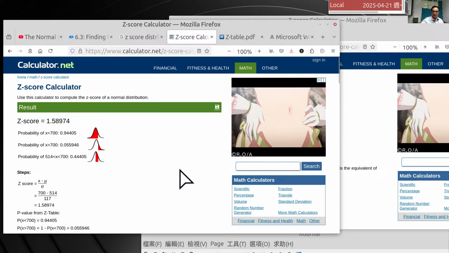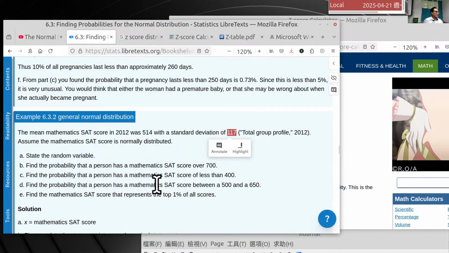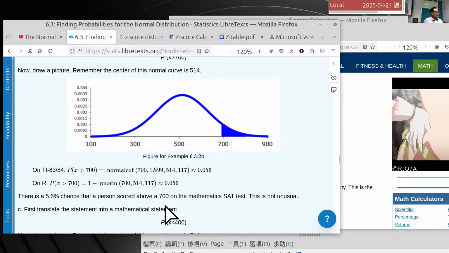Okay, when we type the 700, there are several types. The first one, this score is this one. X smaller than 700, the probability is 0.944. Okay, the probability over 700, that is 0.055946. The answer is here, 0.055, like this one. Okay, again, you can use this during the final exam, no problem, but you don't know why.